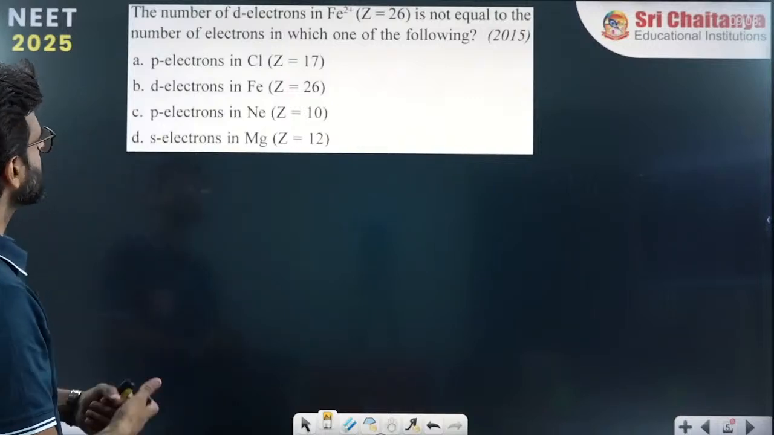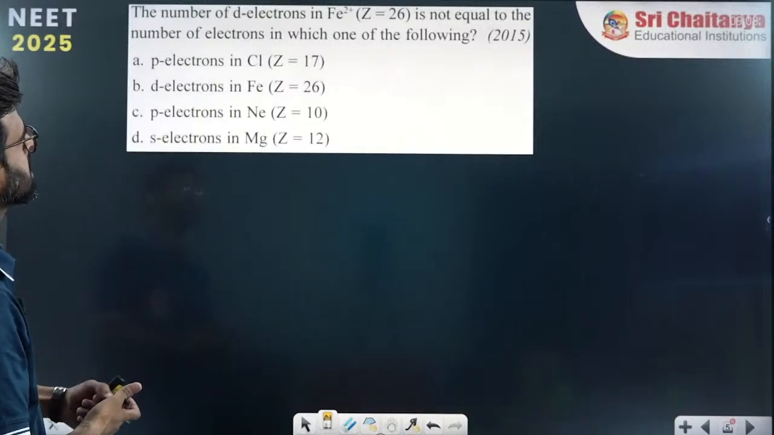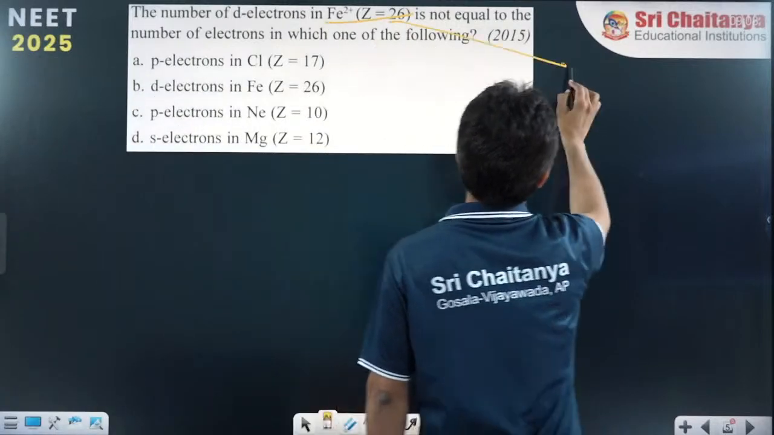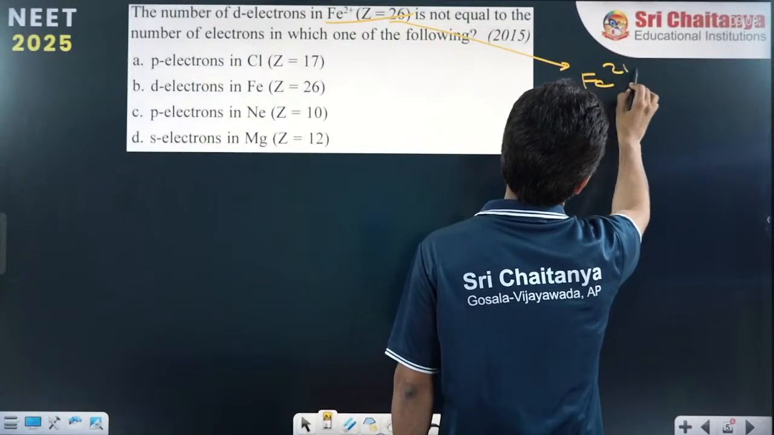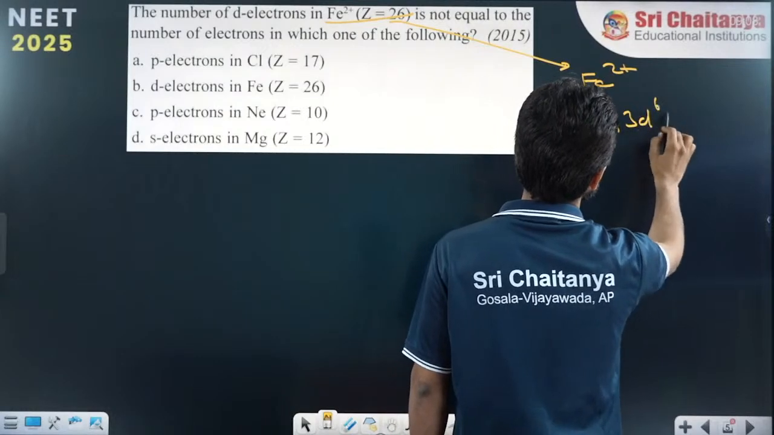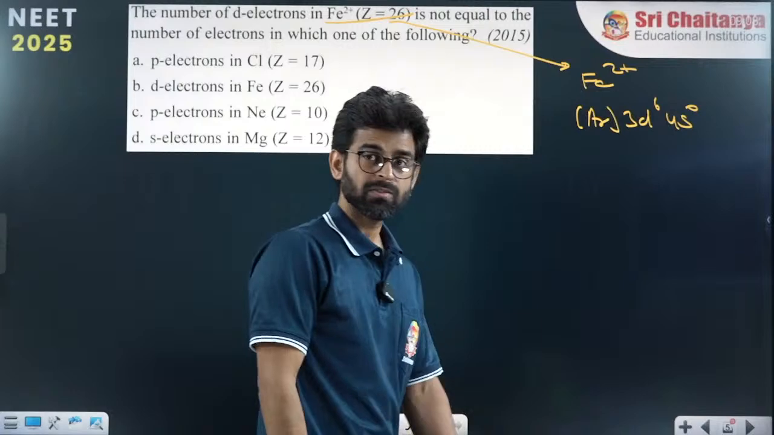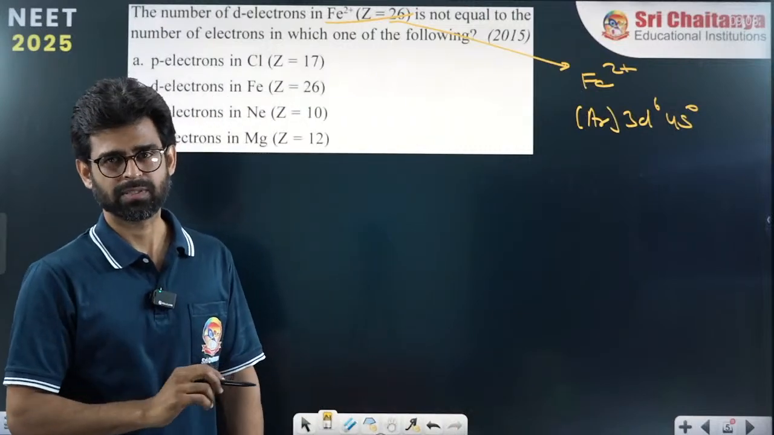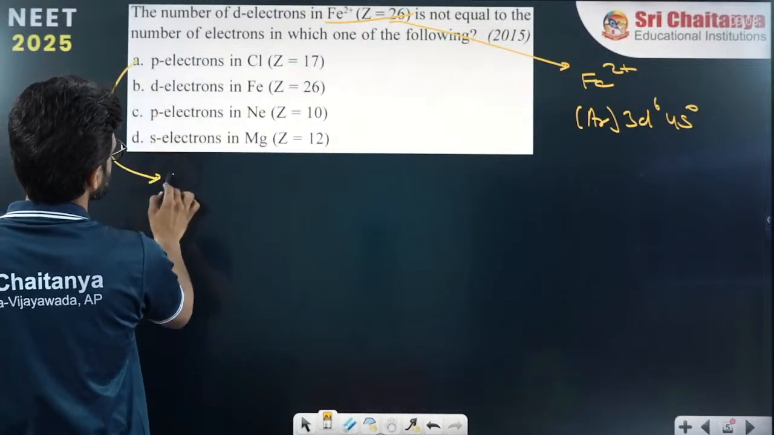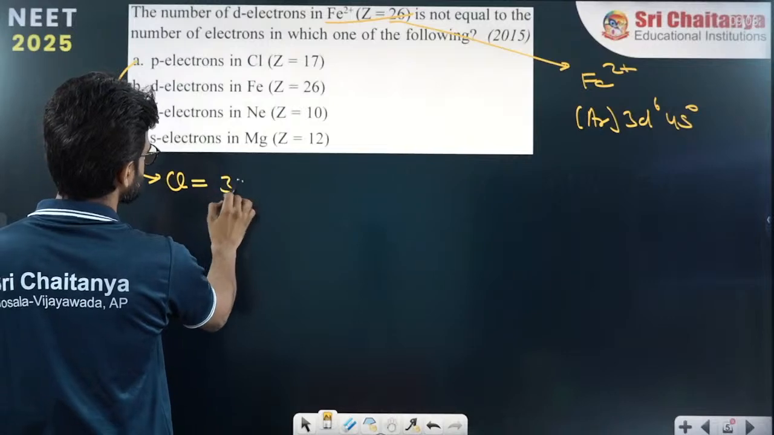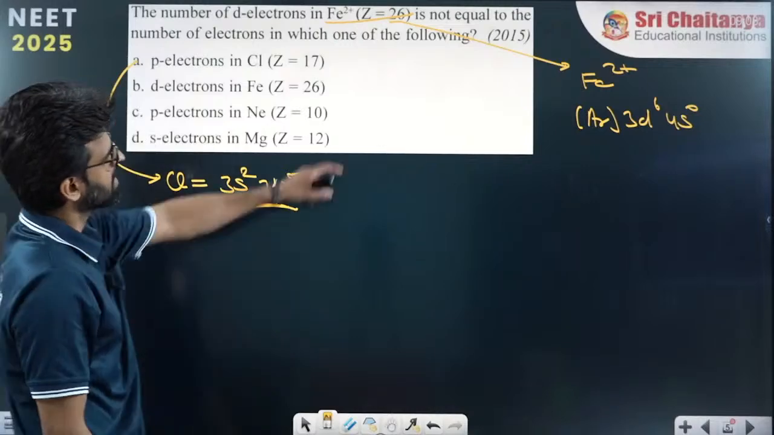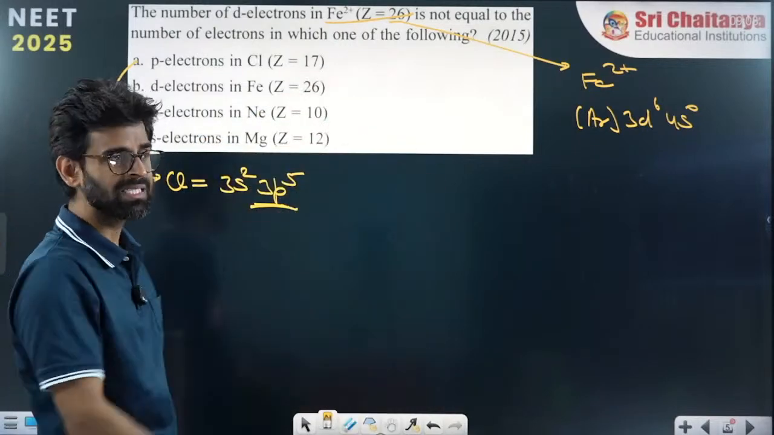The next thing is, the number of d electrons in Fe2+ is not equal to what? Fe2+ has how many d electrons? Check carefully. The configuration of Fe2+ is argon 3d6 4s0. So it has 6 d electrons. But if I check chlorine, it is 3s2 3p5. So it has 5 p electrons. But here we have 6 d electrons. That means this number is not the same.